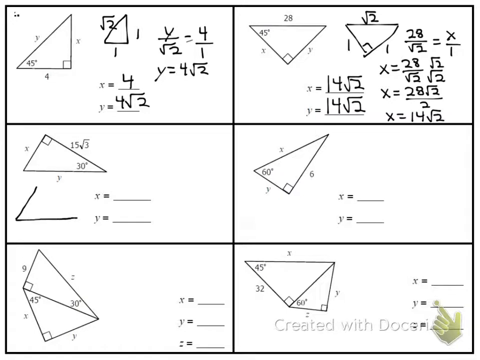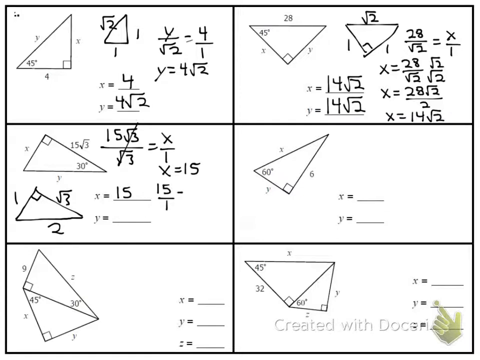For our next one, we have a 30, 60, 90, 1, 2, root 3. So here we're going to go 15 root 3 over root 3 equals x over 1, because x is going to be nicer to solve with. Now from here, 15 root 3 over root 3 just becomes 15. So x equals 15. Now if x is 15, we could say 15 over 1 equals y over 2. By cross product, you get that y is 30.